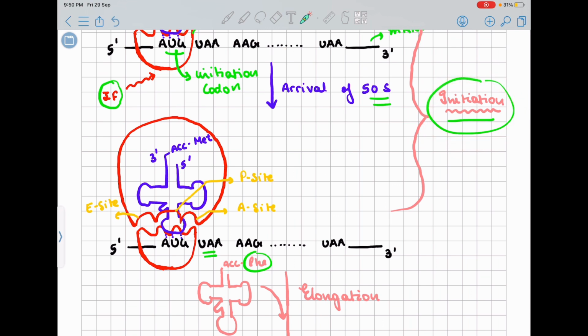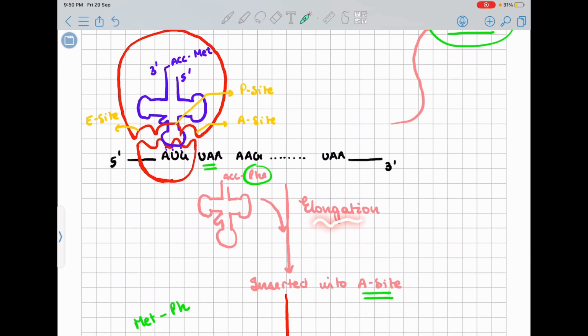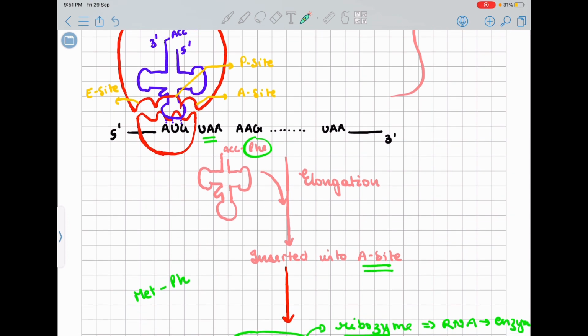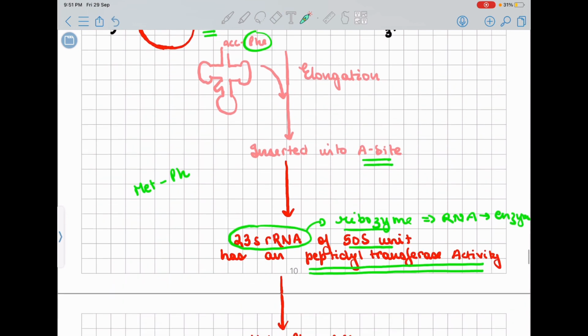Then elongation happens. In elongation, we have to form a bond between methionine and phenylalanine, right? In this scenario, phenylalanine, right? So charged tRNA carrying phenylalanine will arrive at which site? A site of ribosome, right? Now this peptide bond formation between methionine and phenylalanine is carried out by a ribozyme. Which ribozyme? 23S rRNA, which has a peptidyl transferase activity and is present on 50S subunit. This is very much important. It can directly be asked as an MCQ.